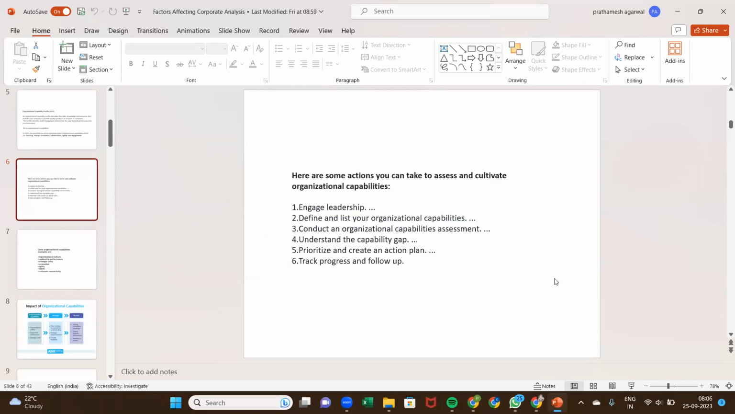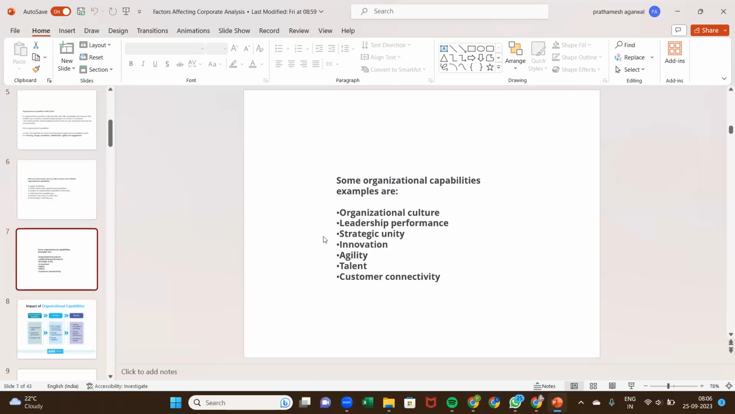Then understand the capability gap. Now we need these six capabilities. All right, they are of prime importance. Now, if something is going wrong somewhere within these capabilities, we need to identify those gaps and we need to fulfill those gaps. Then secondly, we have prioritize and create an action plan. We need to prioritize our objectives, what we need to do first, and then we need to create an action plan, track progress, and follow. We need to do the follow up also.